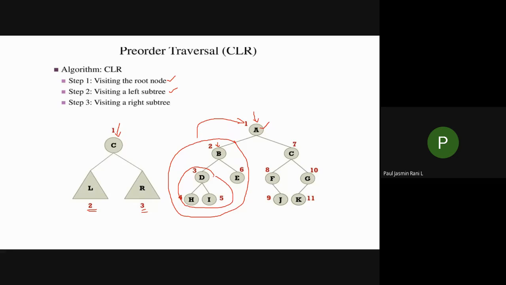The process goes on like this till you reach a null left child. You have to repeat this process. When the left is over, then you have to go to the right side. This process has to be repeated like this. So first you visit your root node, next the left subtree, and next your right subtree. This is the procedure for pre-order traversal.